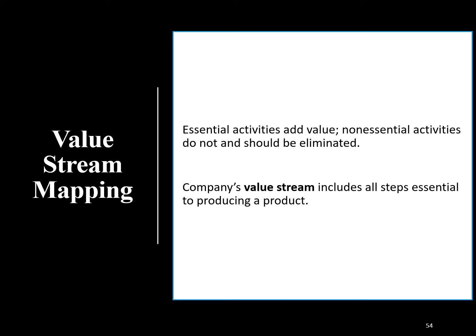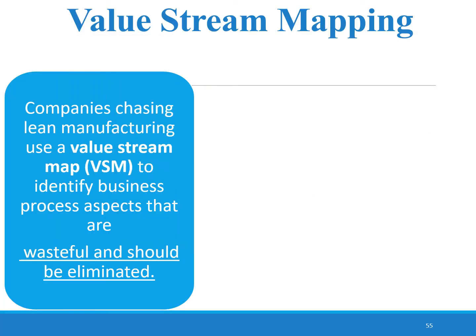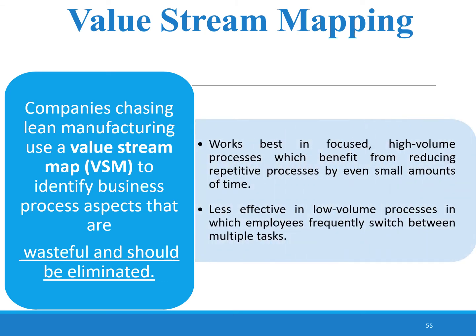The company's value stream includes all steps essential to produce the product. Companies targeting lean manufacturing use a value stream map (VSM) to identify business process aspects that are wasteful and should be eliminated, as we said. So non-essential activities should be identified as wasteful and eliminated. It works best in focused, high volume processes which benefit from reducing repetitive processes by even a small amount of time. Value stream mapping is less effective in low volume processes in which employees frequently switch between multiple tasks.